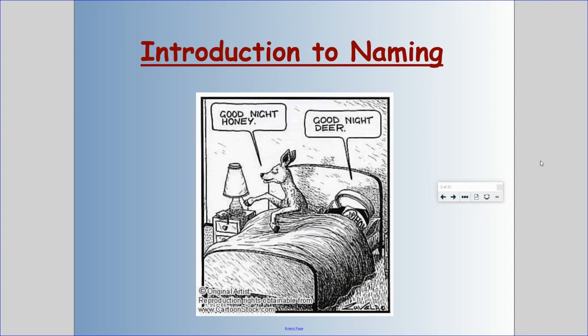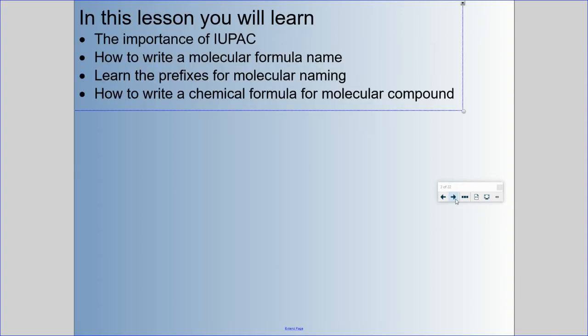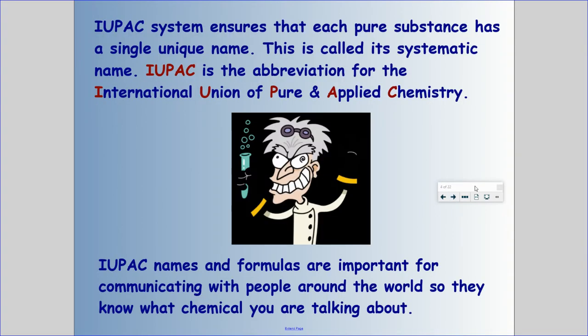Science 10 and welcome. Lesson number 7, naming of covalent, or molecular, compounds. So today in this lesson, you're going to learn about the importance of the IUPAC, how to write molecular formula names. You're going to have to learn the prefixes that go in molecular naming, as well as how to write chemical formulas for molecular compounds. So let's start talking about just naming in general.